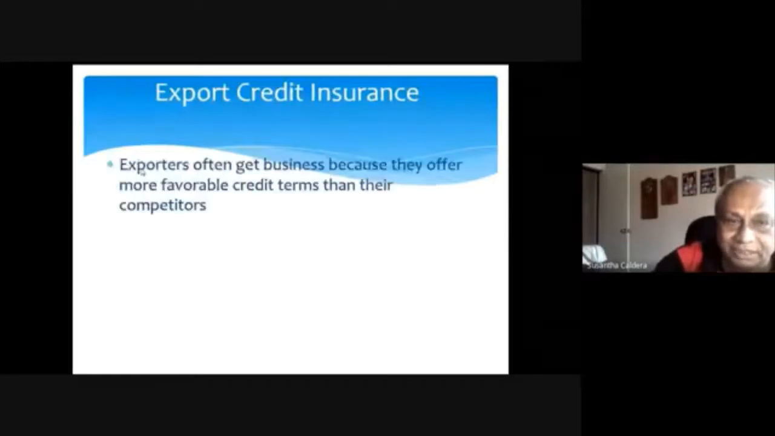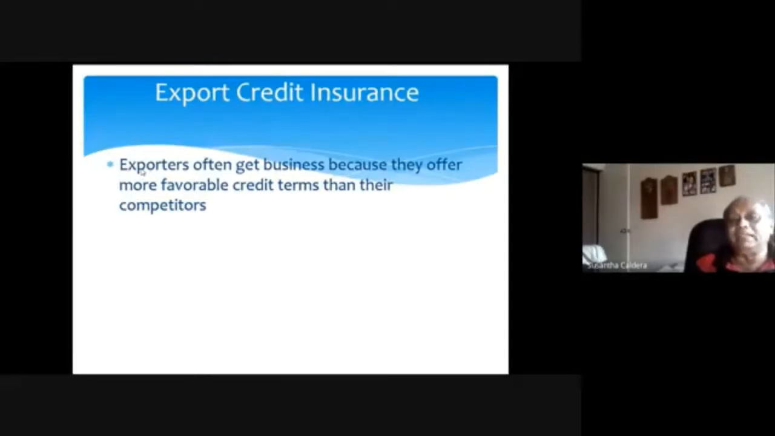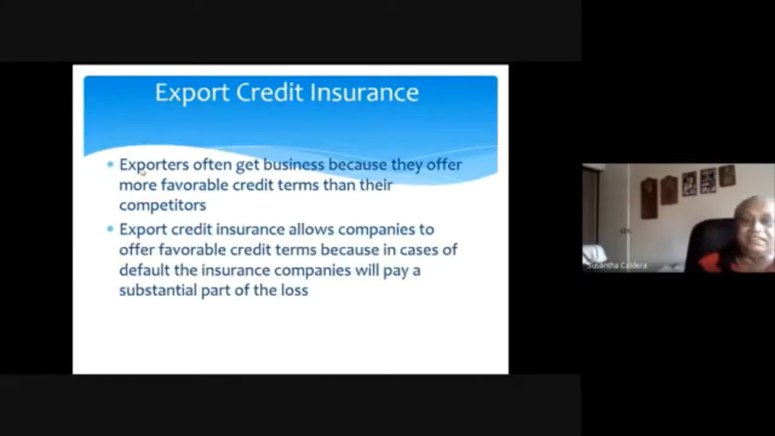Export trade insurance. Exporters often get business because they offer more favorable trade terms than their competitors. Right? So because of that, they need some securities. So export trade insurance allows companies to offer favorable trade terms, because in case of default, the insurance companies will pay a substantial part of the loss. Favorable competitive rates may help quote prices with the business, right?